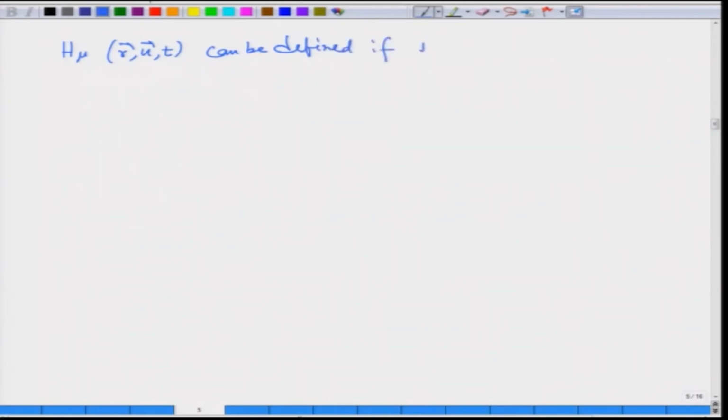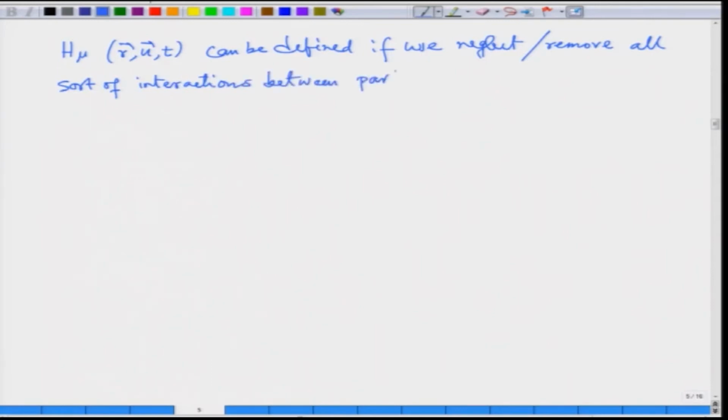if we neglect or we remove all sort of interactions between particles. That does not say that on each particle there is no force or nothing. There can be some external force or something. So, the particle can be moved in an external field.